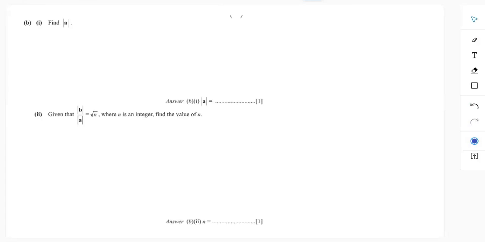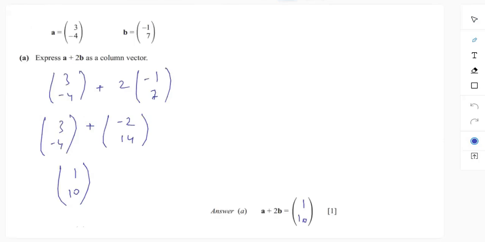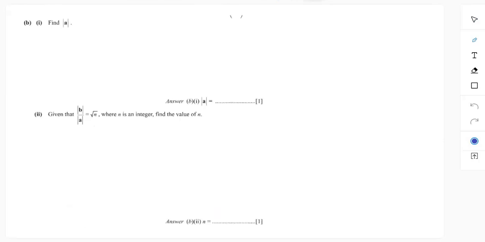Let's do the next part of this. So then it says, find the magnitude of A. Find the magnitude of A. Let's go back there. A क्या था? 3 and minus 4. A was 3 and minus 4. The vector A is 3 minus 4. Okay, इसका magnitude figure out करना है. Magnitude कैसे find करते हैं?